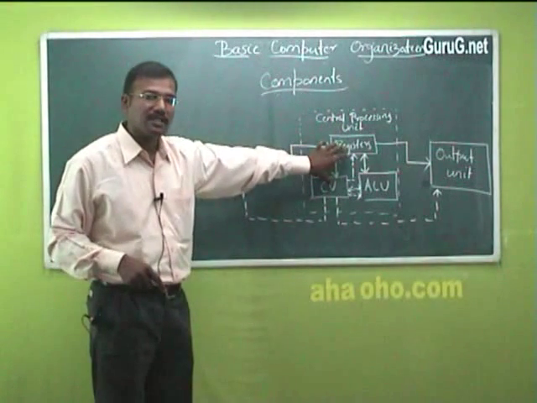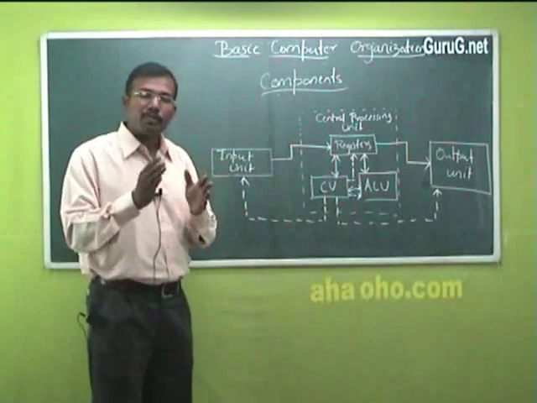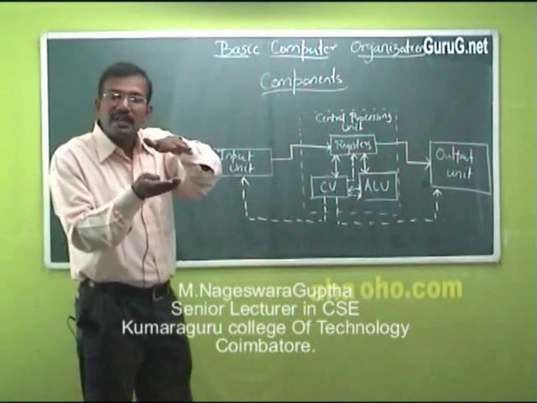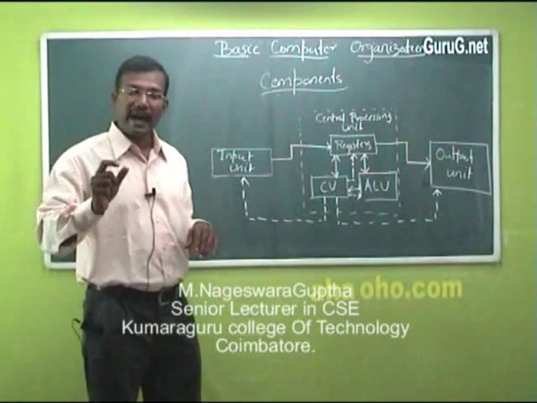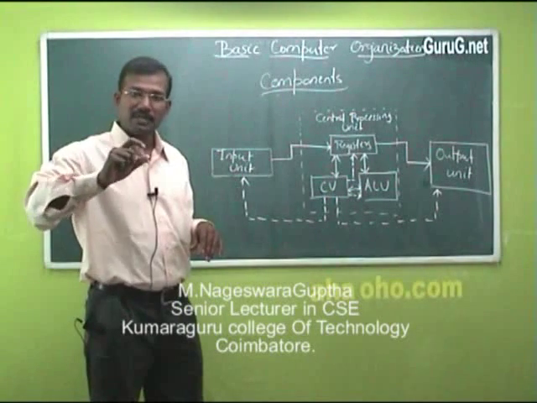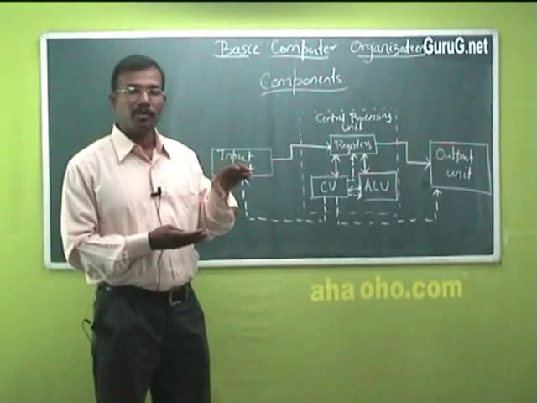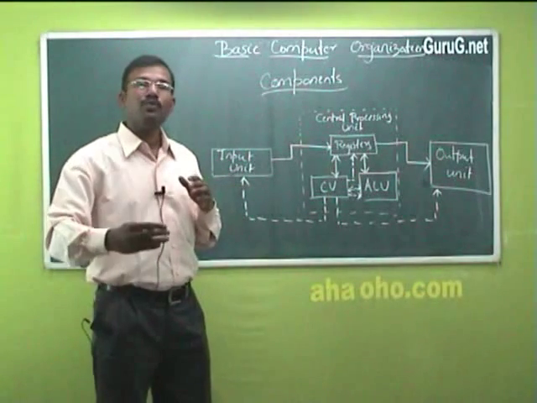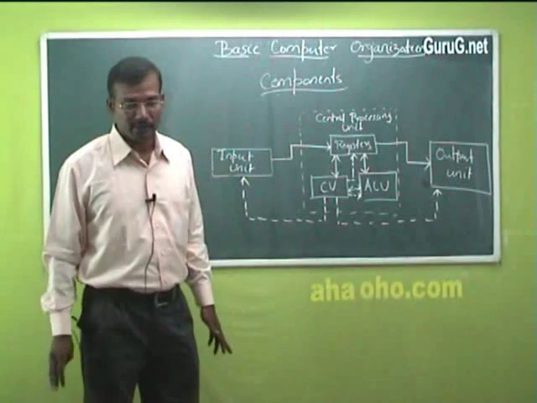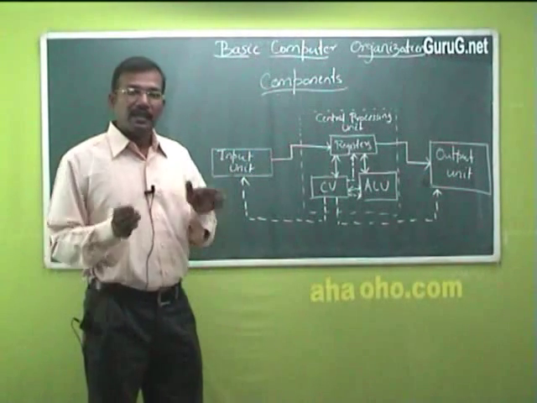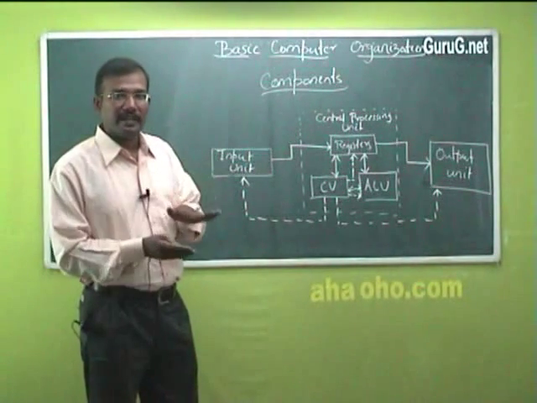Your processor will have all these things: registers, control unit, arithmetic logic unit. With your processor, you will have a secondary storage, that is the magnetic disk which we have discussed earlier. This will have all the programs stored in it. This is a permanent storage. So all the programs will be available in this. Whenever you want, this information will be brought to your main memory, and the processing will be done.